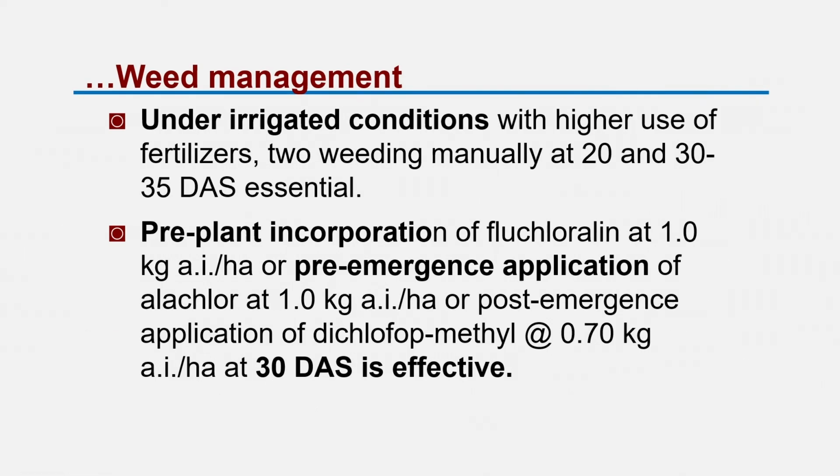Under irrigated conditions with high use of fertilizers, 2 manual weedings at 20 and 30 to 35 days after sowing are essential. Pre-plant incorporation of fluchloralin, which is Basalin, at 1 kg AI per hectare, or pre-emergence application of alachlor at the rate of 1 kg AI per hectare, or post-emergence application of diclofop methyl at the rate of 0.7 kg AI per hectare at 30 days after sowing is effective.